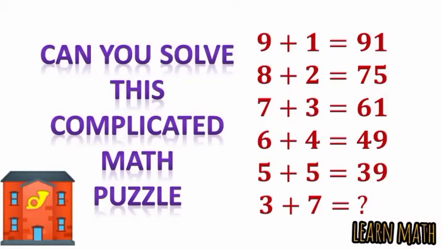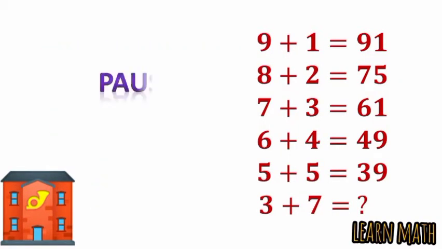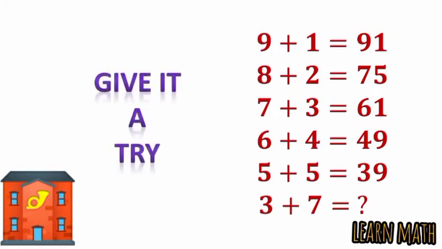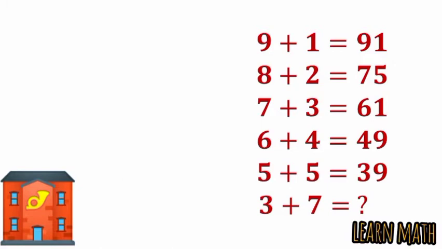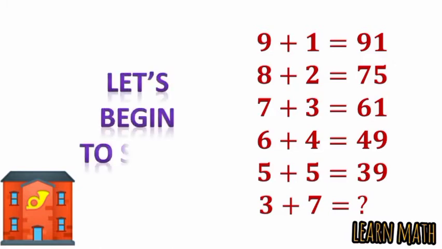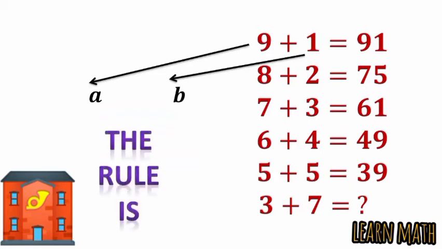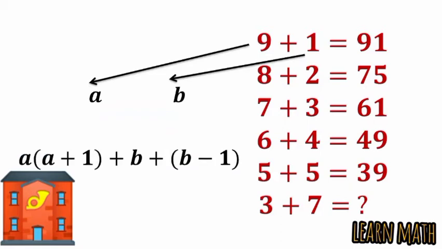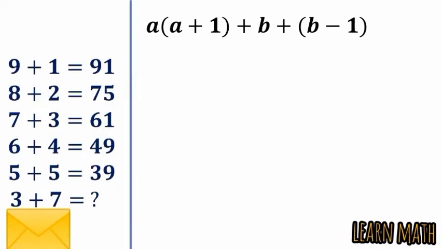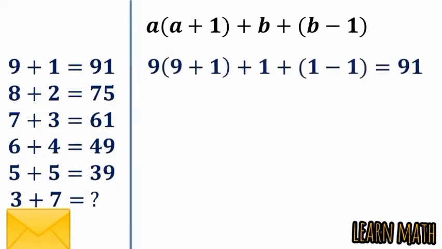Let us boost our brain power. Can you solve this complicated math puzzle? Pause the video here. Give it a try. Can you solve this? Let's begin to solve. Assume A as 9, B as 1. The rule is A into A plus 1 plus B into B minus 1. Substitute A as 9, B as 1, then we get 91.